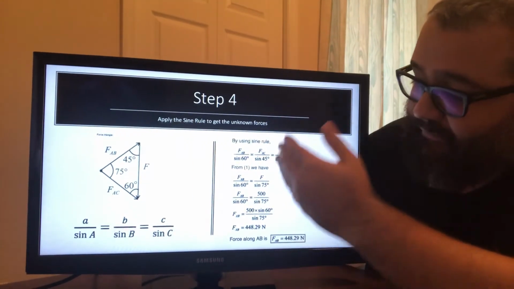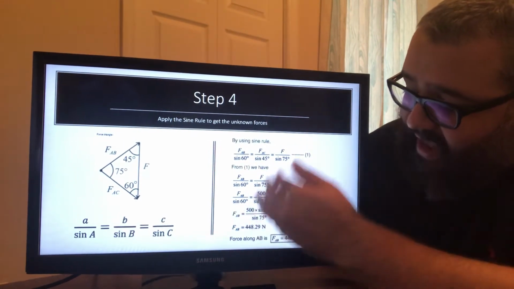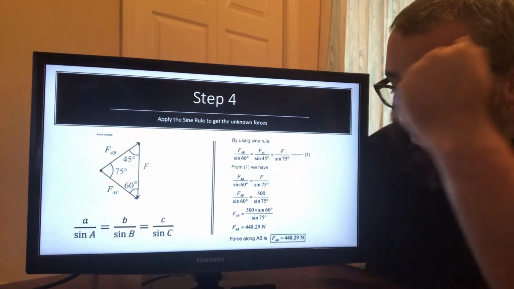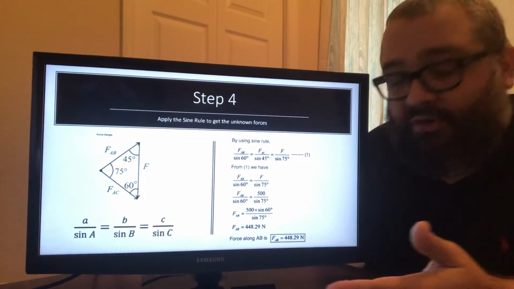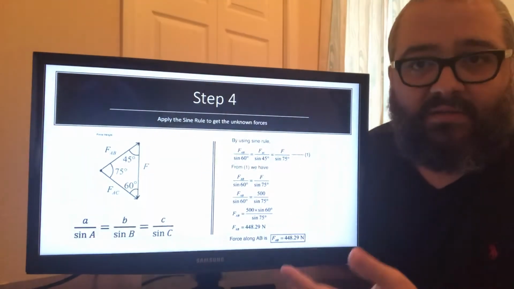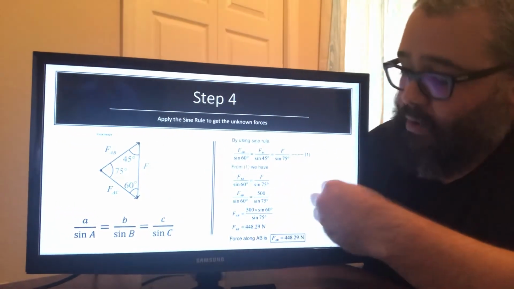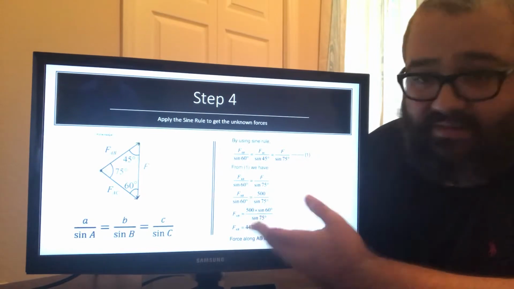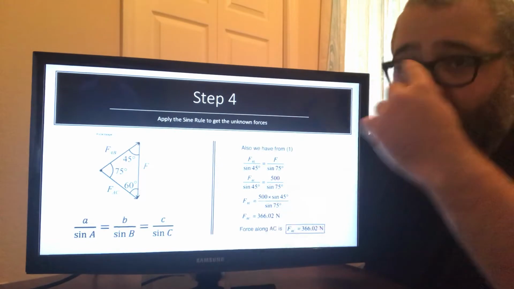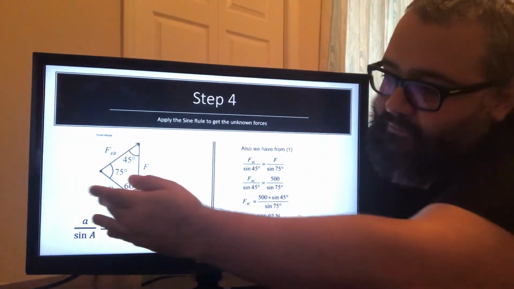So if we isolate for the unknown value, which is FAB, we will have that FAB equals 500 newtons times sine of 60 divided by sine of 75. That will give us a force along AB of 448.29 newtons. So applying the rule that I mentioned earlier, we were able to get that unknown force, which was FAB.